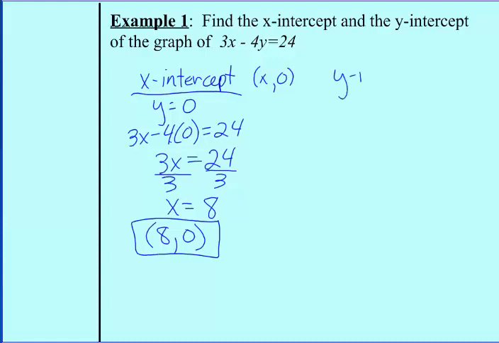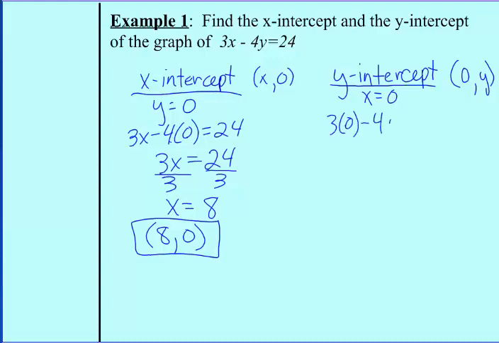The y-intercept works the same way. The only difference is, if you remember the ordered pair, it's 0, y. So in this case, the x is always 0 for the y-intercept. It's always the opposite variable that's 0. If I'm looking for the y-intercept, the x is 0, so I'm going to plug that into the equation. Again, always show me that you've plugged the 0 into the equation first.